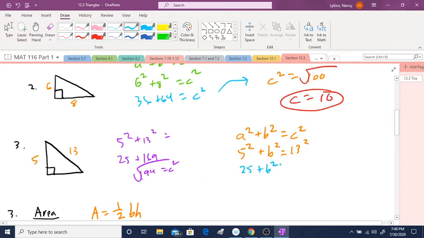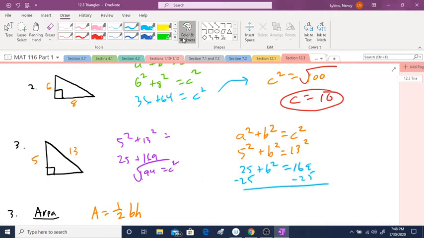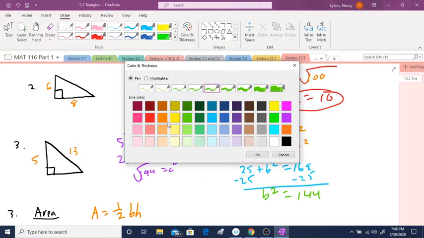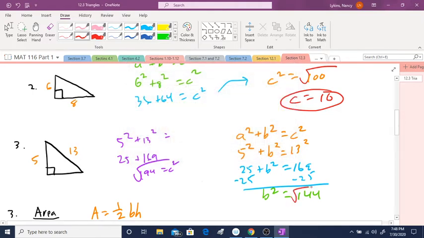25 plus B squared equals 169. And then, so instead of adding, we're going to subtract 25. B squared equals 144. Take the square root. B equals 12.